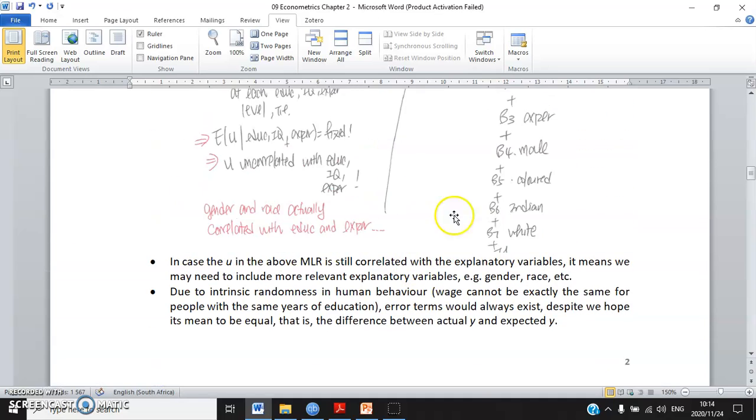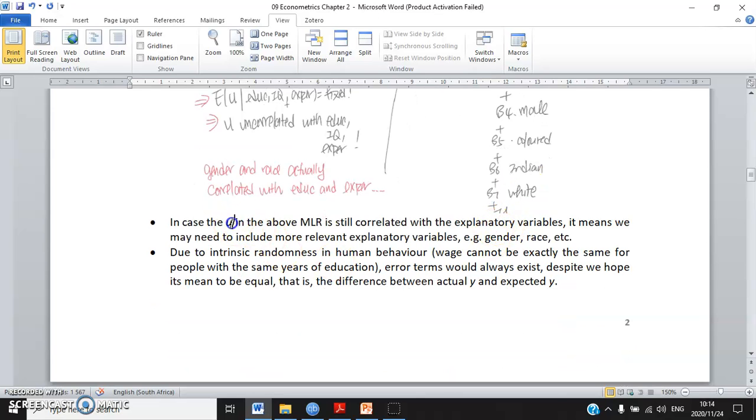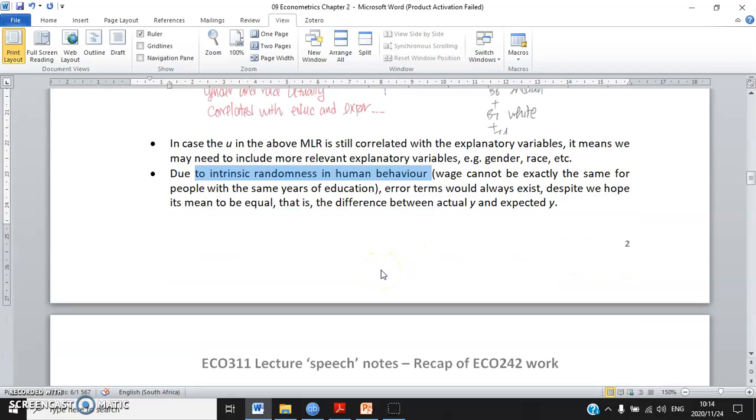But even if I run the best possible multiple linear regression model, there is still bound to be an error term existing, or the difference between actual Y and expected Y. Remember, it relates to the concept we learned from the last chapter. Remember that long essay question on why we have error terms? Because of the intrinsic randomness in human behavior. Because wage Y cannot be exactly the same for people with exactly the same years of education. There is bound to be a little bit of variation of Y, even for people who have exactly the same X. So there is bound to be some difference between actual Y and expected Y.